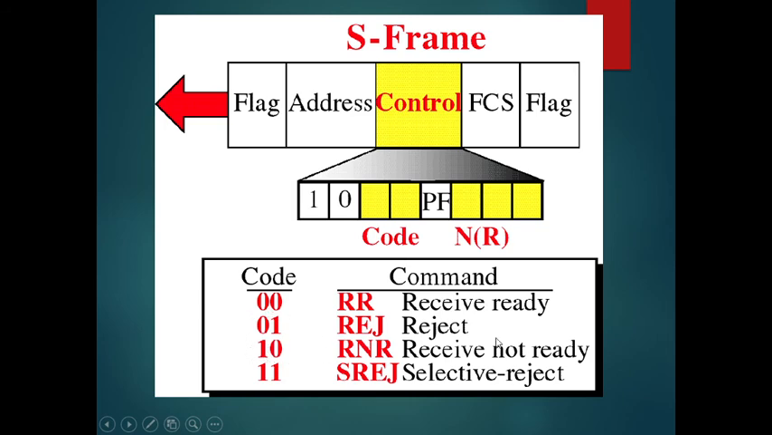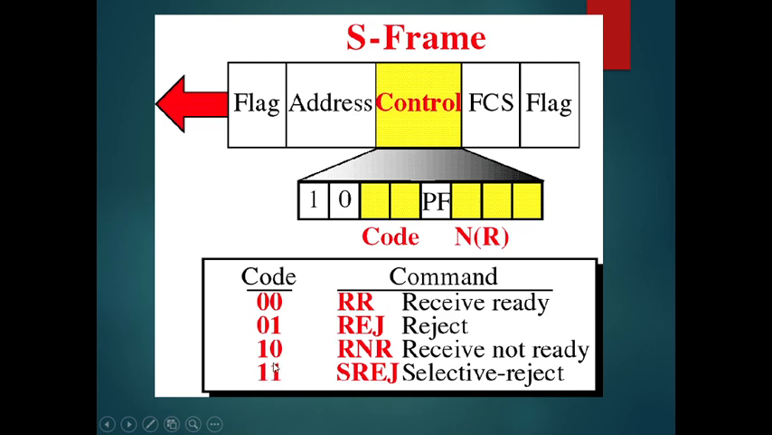Then 1 0 is receive not ready, that is, the receiver is currently not ready to receive frames. It has received a frame, but now it is being overloaded, so it is not ready to receive further frames. It is basically asking the sender to slow down the operation. Sender, you have to slow down because the receiver is currently not ready to receive further frames. That is what this code 1 0 indicates.